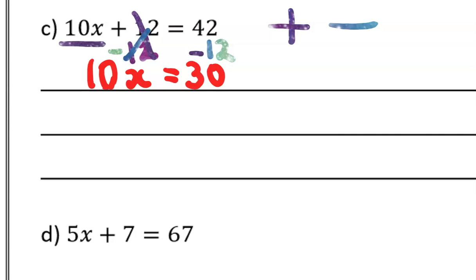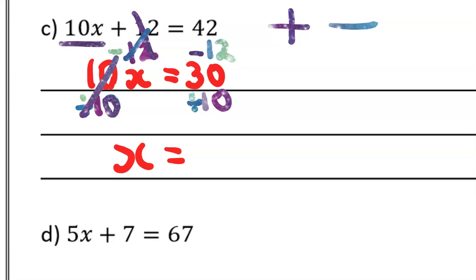So opposite of timesing by 10, I want you to divide by 10. If I divide one side by 10, we divide the other side by 10 because we do the same thing to both sides. So that leaves me with x equals 30 divided by 10 is 3. So x is equal to 3.